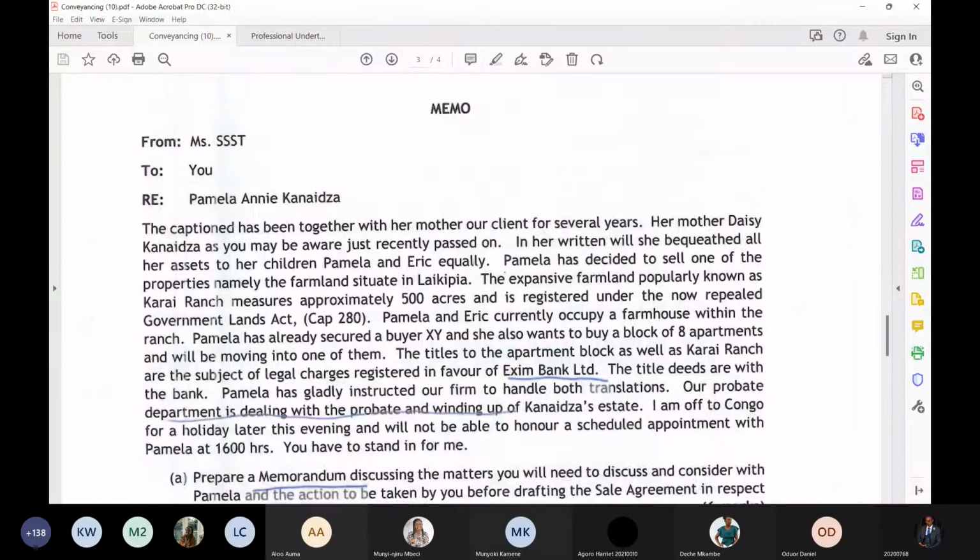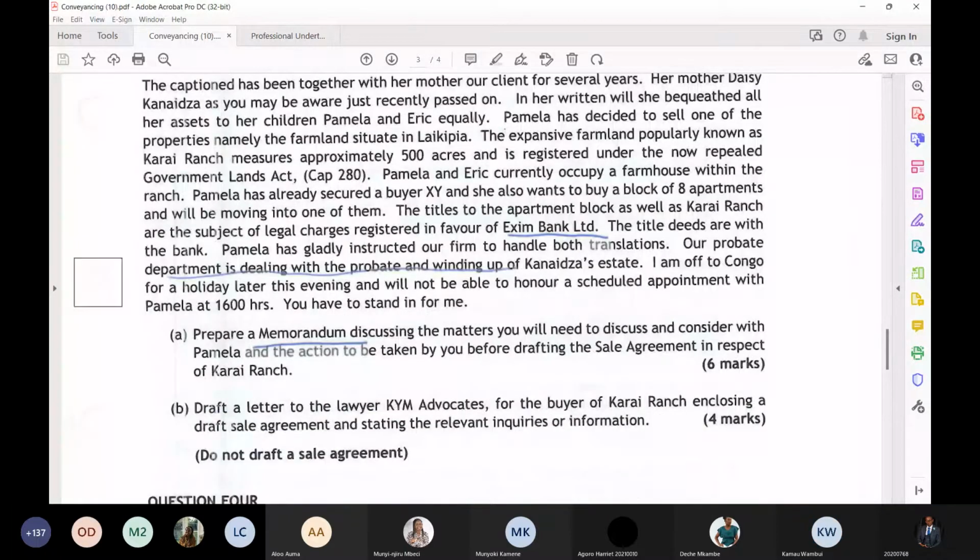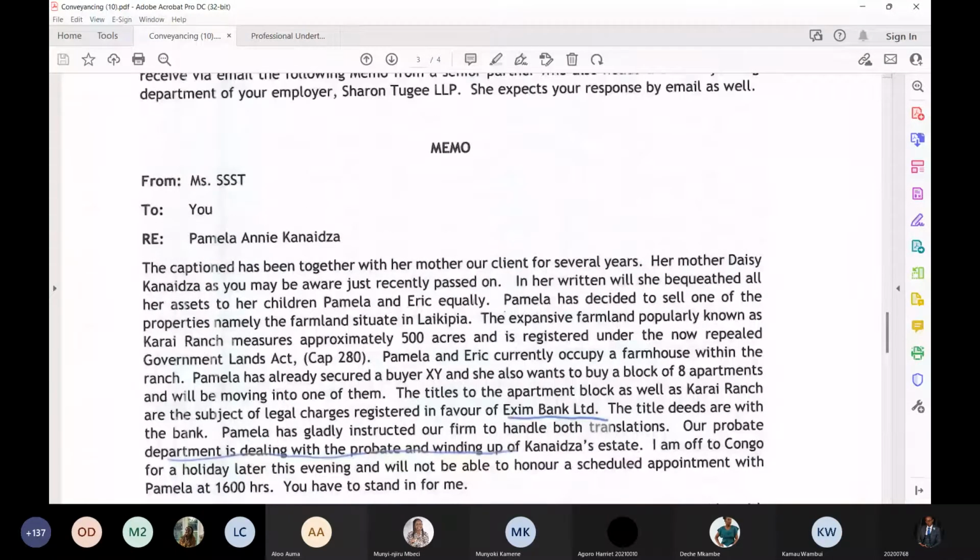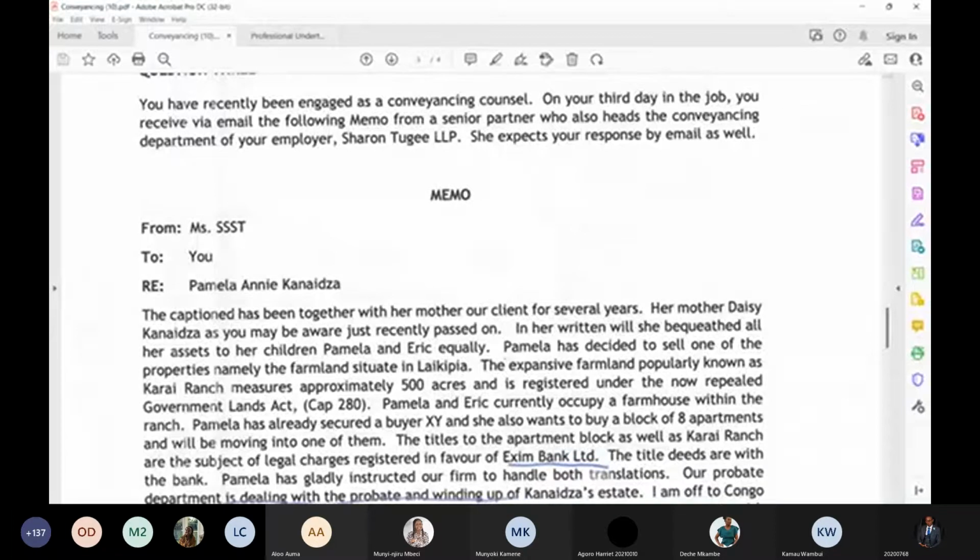Question 3. You have recently been engaged as a conveyancing counsel. On your 3rd day in the job, you receive via email the following memo from a senior partner who also heads the conveyancing department of your employer, Sharon Tugi LLP. She expects your response by email as well. So this is a memo from Mrs.